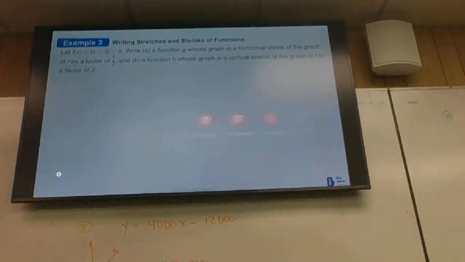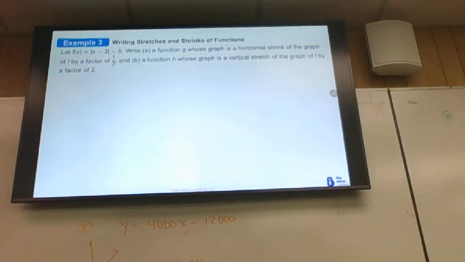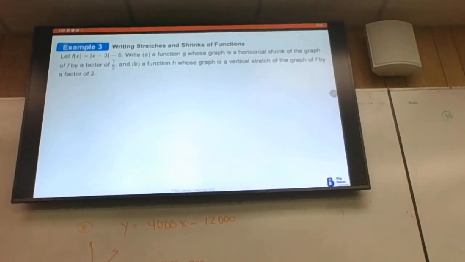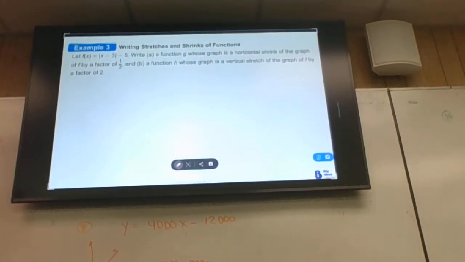Alright, so here's our function. It's an absolute value function: absolute value of x minus 3, minus 5. I'm asked to do a horizontal shrink.